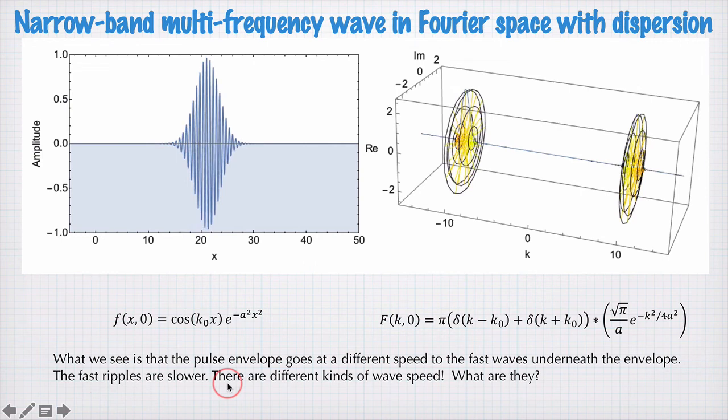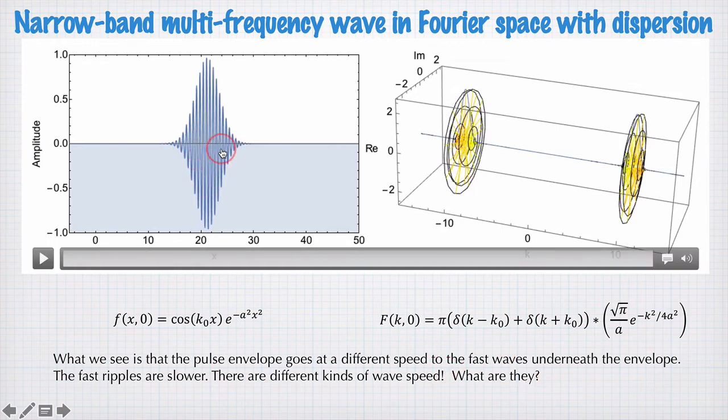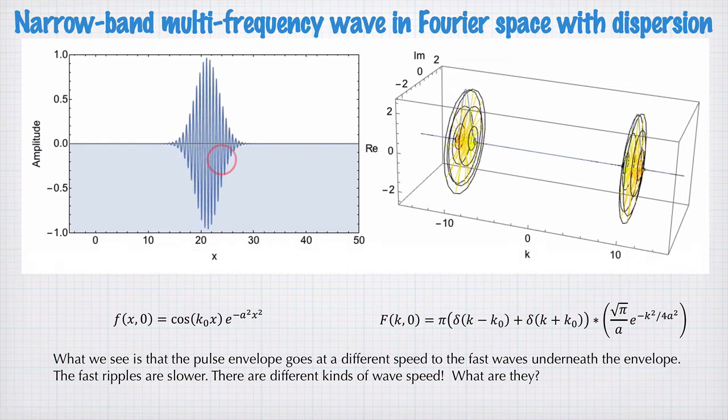One way of saying this is there are two different kinds of wave speed, and I'm going to name them now. The speed of the envelope we're going to call the group velocity. The speed of the ripples underneath we're going to call the phase velocity. And in the next video we're going to derive what these two velocities actually are.